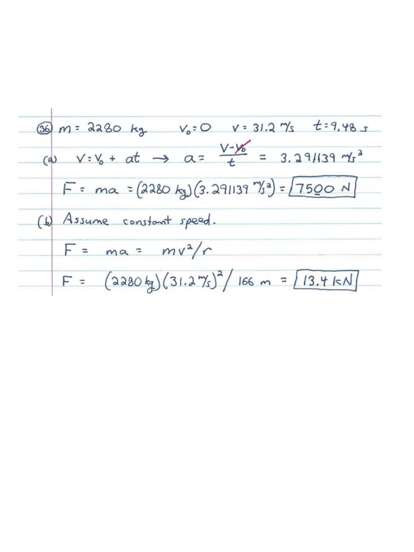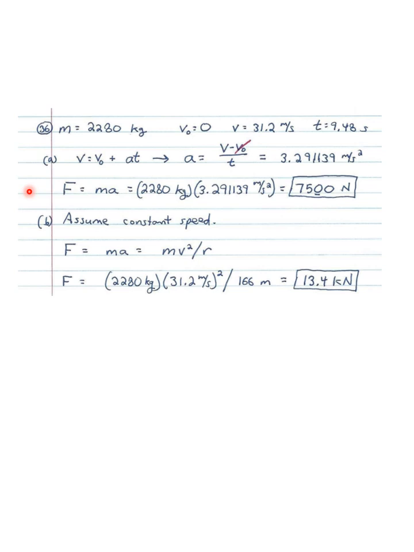So for part A, we use kinematics. We need the acceleration if we're going to find the force. So this is the appropriate equation: V equals V naught plus AT. We're going to solve for A. A is V minus V naught over T. Of course, V naught is 0. And we get an acceleration of 3.29 meters per second squared. Once we know that acceleration, we multiply it by the mass of the car to get the force, 7,500 newtons.